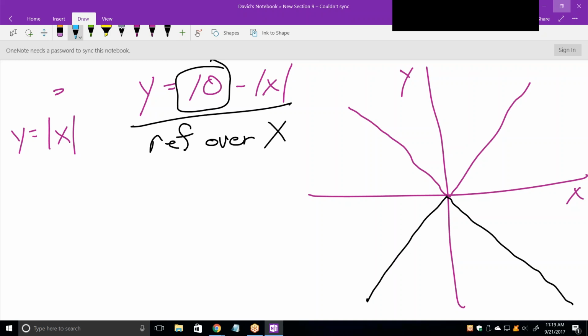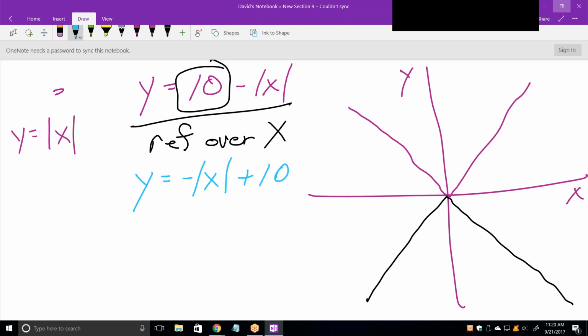Okay. Next, what's that? So that's the y-axis. What does it mean, though? Up 10. My graph. Am I going to move it up 10, down 10, right 10, or left 10? Up 10. In other words, I really want to write this differently. I want to write it like this. Same thing. You see why it's the same thing?